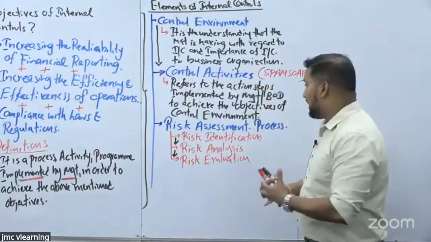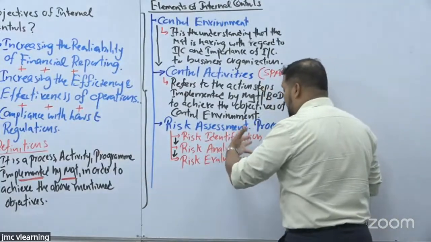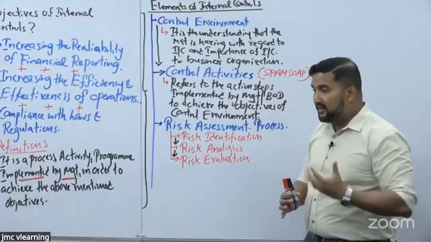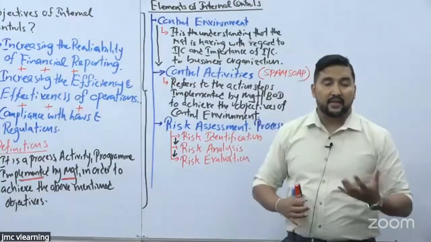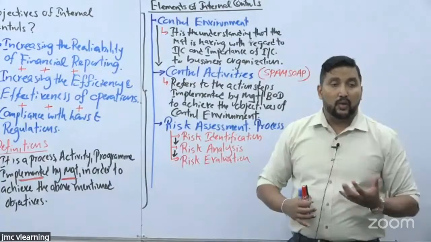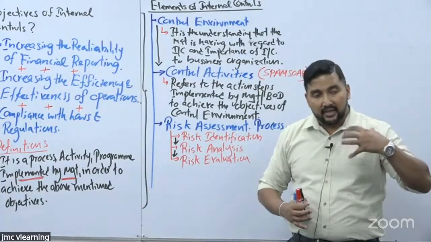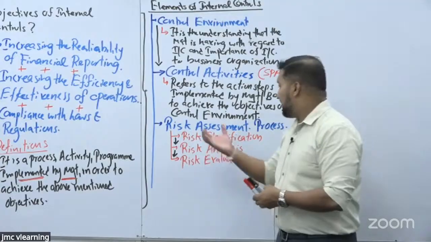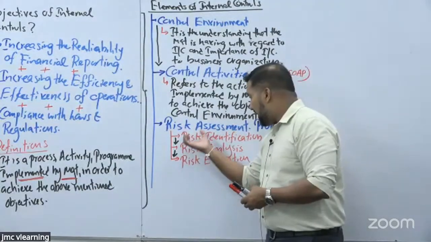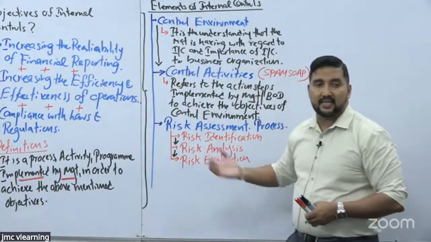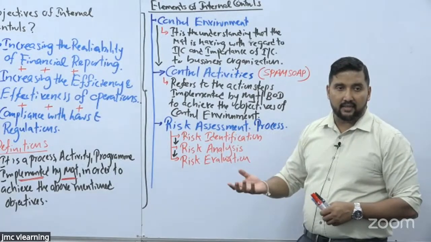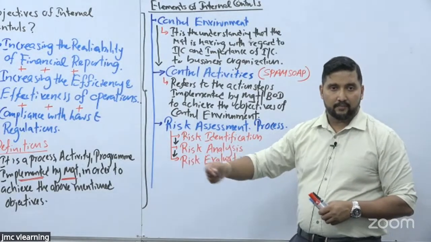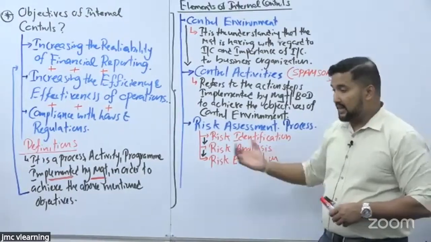Right. So in simple language, risk identification is a situation where you identify the risk. Under that segment, you are basically identifying your risk as internal risk as well as external risk. Clear? Internal risk as well as external risk. Got it? Right. Are we clear up to this point?